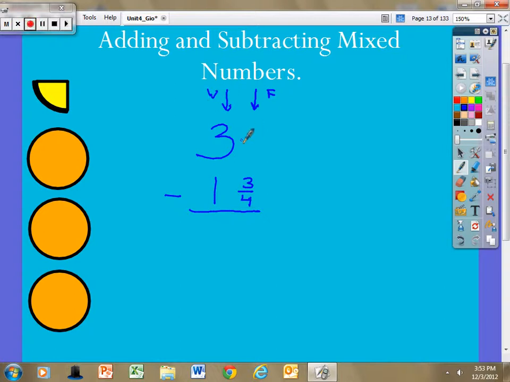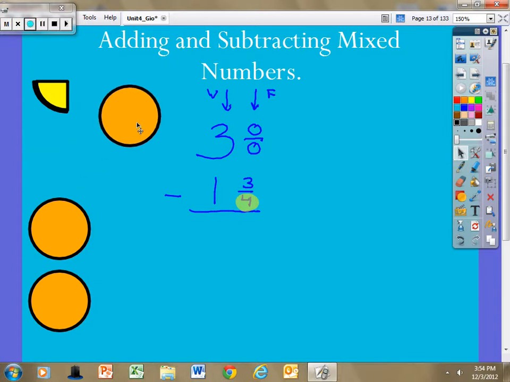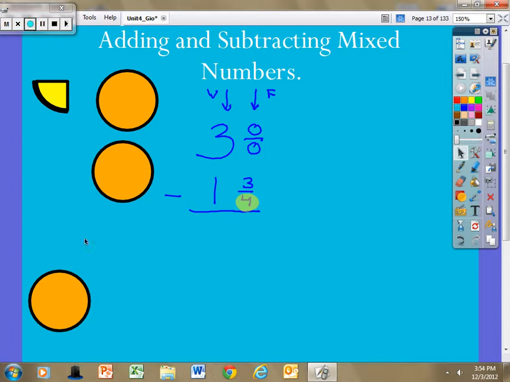Now notice there's nothing here, so this is like I have 3 and 0 fourths. I can't take 3/4 from 0 fourths, but what I can do is some regrouping. I can rename this fraction. The key thing is to focus on the denominator, fourths. Whatever I'm subtracting here, I want to break this up into fourths. So this 3 is really 3 circles.